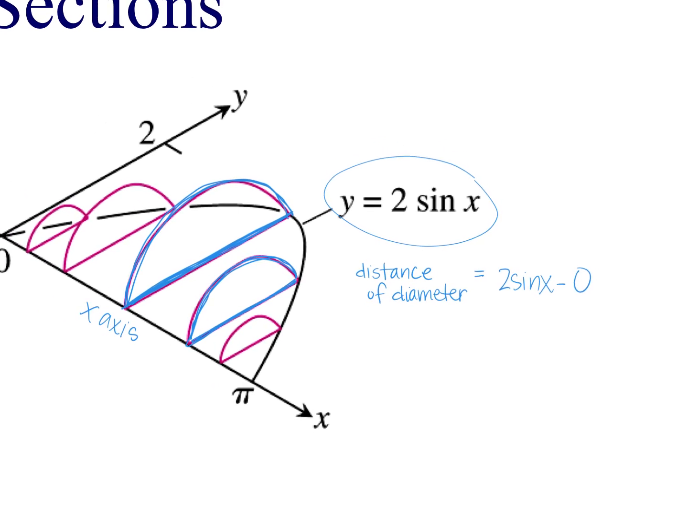If you know the equation of the diameter, how do you get the radius? Half it. Okay, multiply by half. So then the radius would be half of that equation, which gets me what? Sine x.